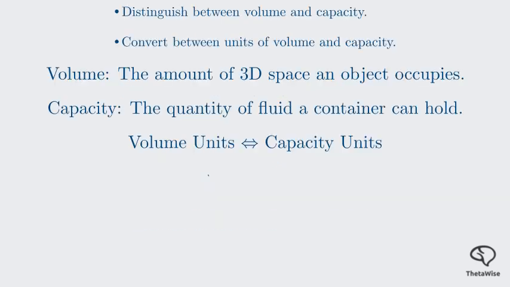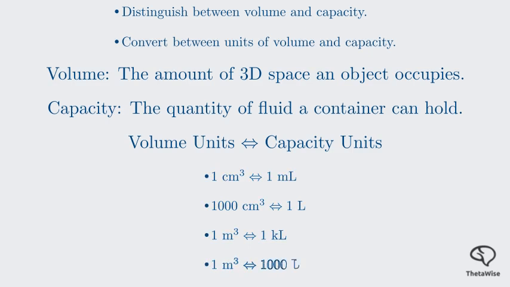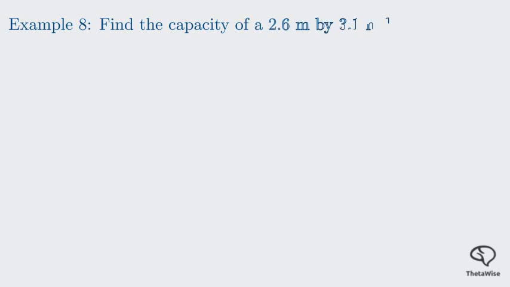The units for volume and capacity are closely linked. This is a crucial relationship to memorize. 1 cubic centimeter is equivalent to 1 milliliter. 1 cubic meter is equivalent to 1 kiloliter. Knowing this equivalence is essential for solving problems involving capacity. Let's look at a simple example to see this in practice. Example 8 asks for the capacity of a rectangular tank. We are given its dimensions, 2.6 meters by 3.19 by 1.45 meters. To find the capacity, we first need to find the volume of the tank in cubic meters.